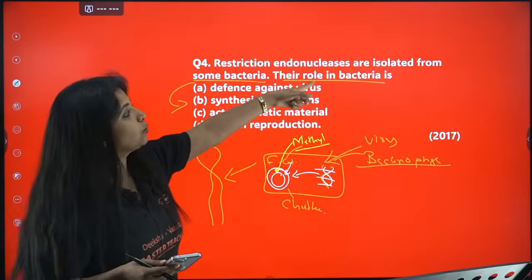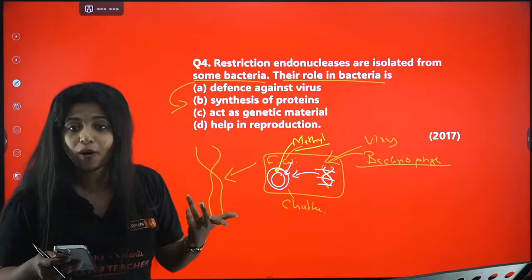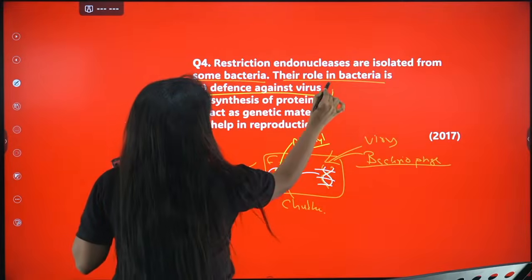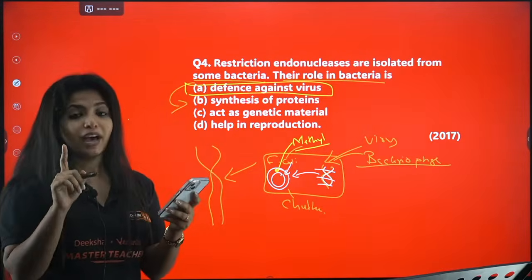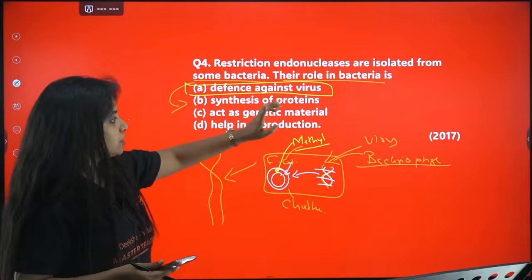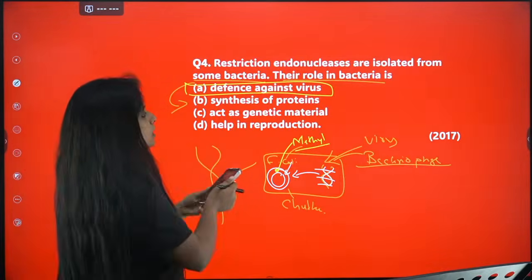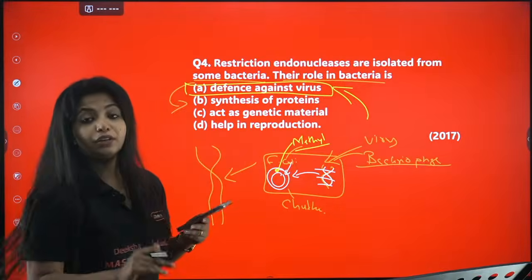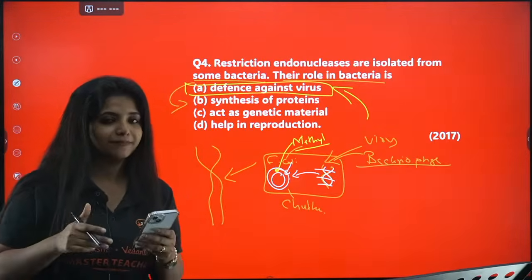So restriction endonucleases are isolated from some bacteria. Their role in the bacteria is to provide defense against viruses. They are not as simple as they look. Not for synthesis of protein, not to act as genetic material, not to help in reproduction, the only answer for this question is to provide defense against the virus. This is an important concept.